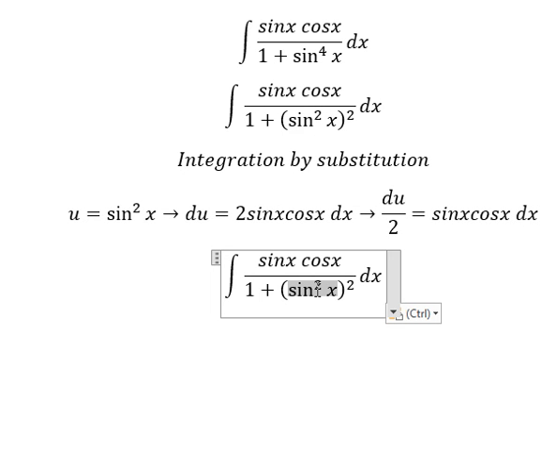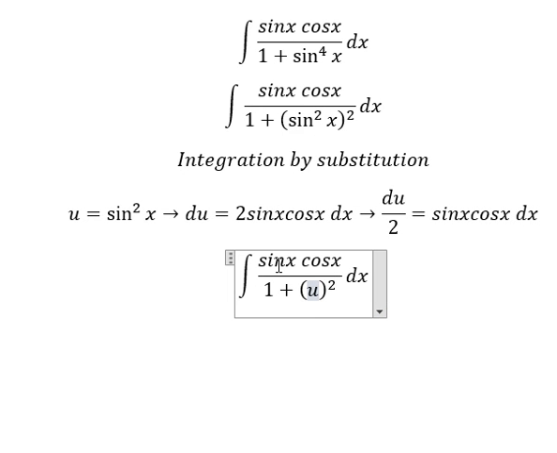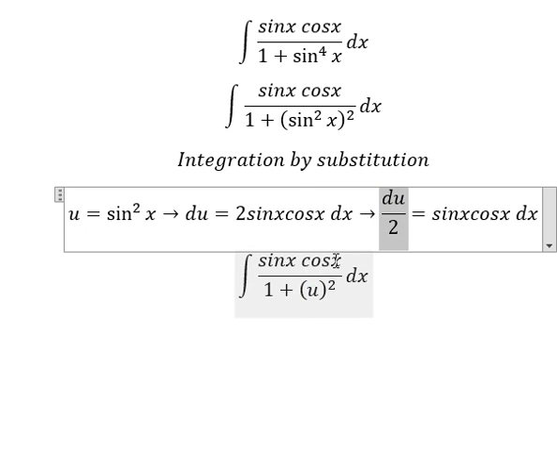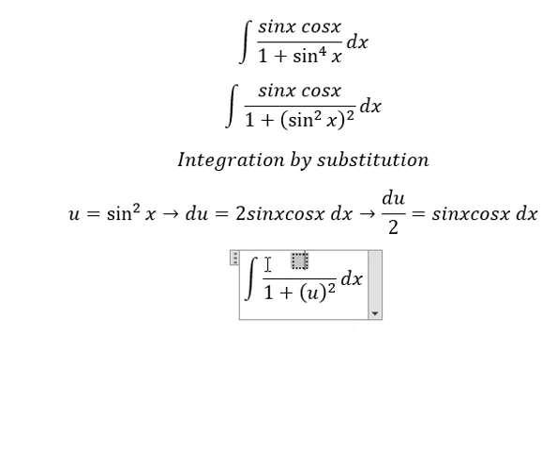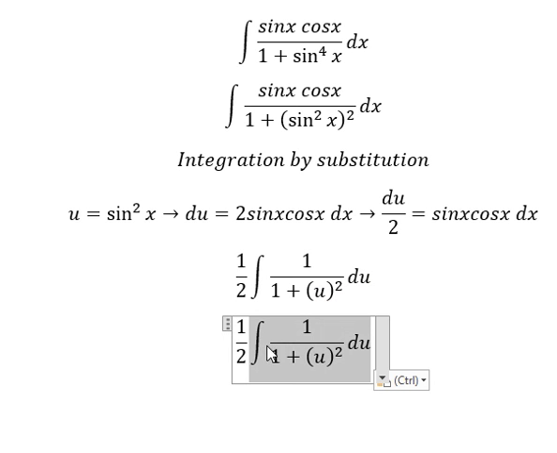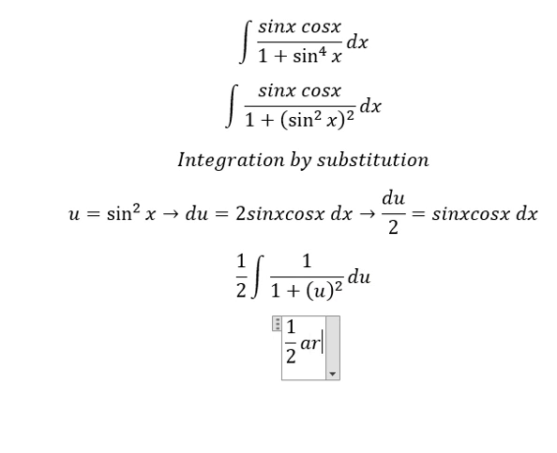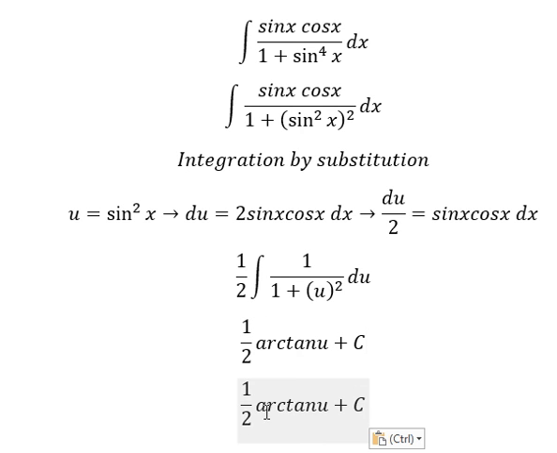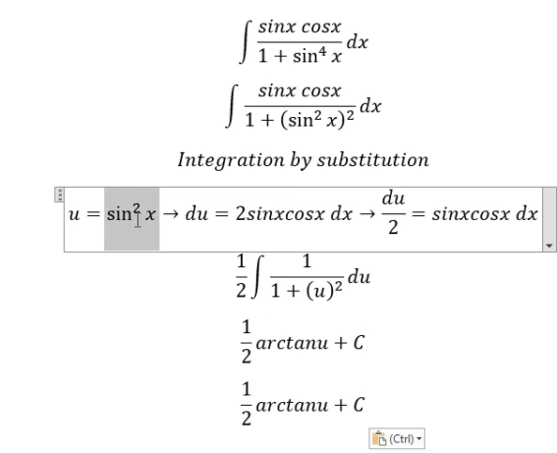So this one we change by u. Sin x cos x dx we change by this one. So the integration of this one we have arctan of u and I will put plus c. Then u is this one.